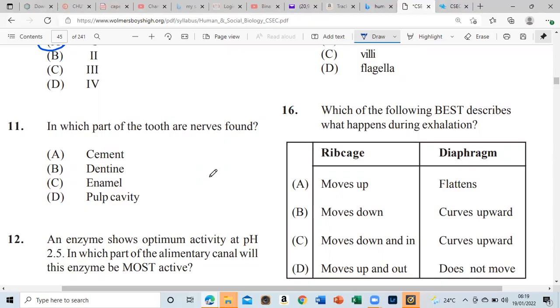Let's move on to number 11. In which part of the tooth are nerves found? Is it the cement, the dentine, the enamel, or the pulp cavity? And that would be the pulp cavity. All right, so let's move on to number 12.